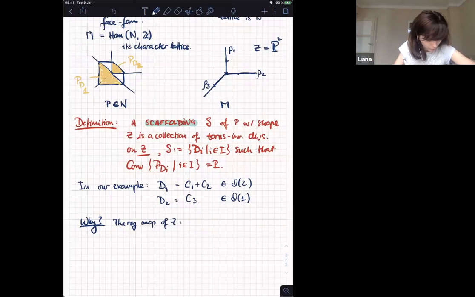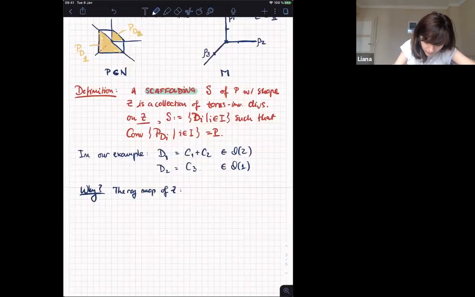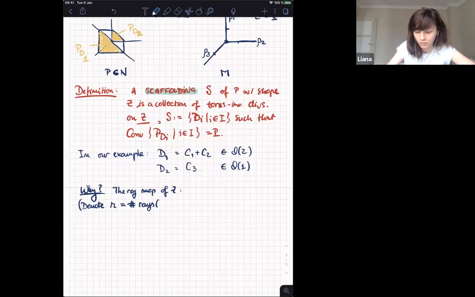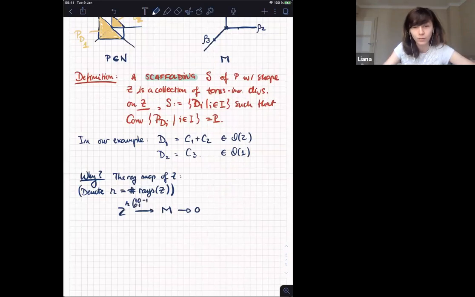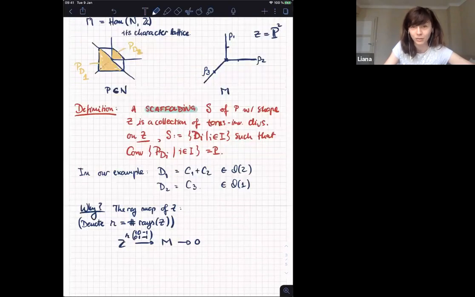So this is just a map going from, oh, before I start this, denote R for rays as the number of rays in the fan of Z. So in our case, row 1, row 2, and row 3, small r is 3. So the ray map of Z is Z to the R goes into M. So the place where the fan of Z lives, and this is just 1, 0, 0, 1, minus 1, minus 1, right? Because these are exactly row 1, row 2, and row 3. If you look in my drawing, they're precisely those. Okay, so this is the ray map.